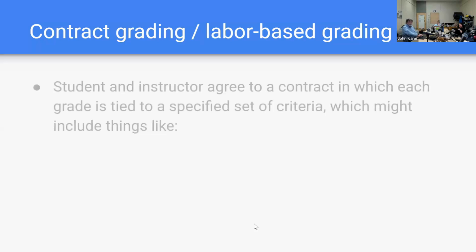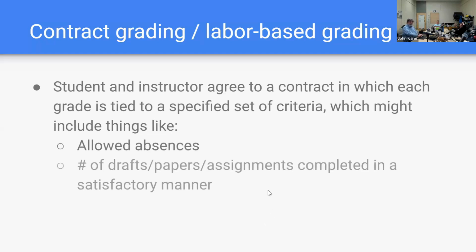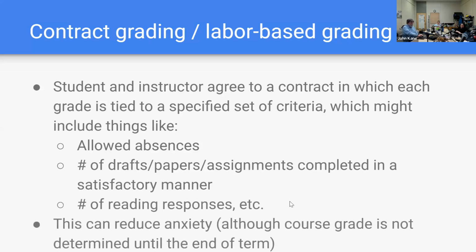Okay, 2 other approaches are contract grading and labor-based grading, and they're somewhat related. With contract grading, students agree to a contract in which each grade is tied to a specific set of criteria, which might include things like allowed absences in the course, the number of drafts, papers, and assignments completed in a satisfactory manner, and the number of reading responses, for example. And one argument here is that students are being graded just based on doing these things, not necessarily how well they do them, but it's based on the amount of effort they put in.